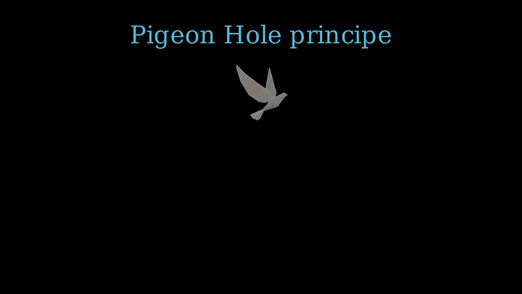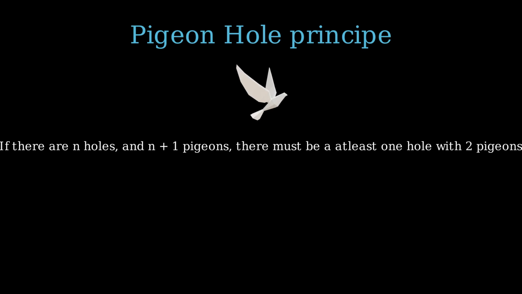In this video, I'm going to talk about the pigeonhole principle. So what does this principle say? It says that if there are n plus 1 pigeons and n holes, there must be one hole with 2 pigeons. Before we look at an example about this, I must say that this is a simplified version of the principle. We will talk about the actual one in a second.